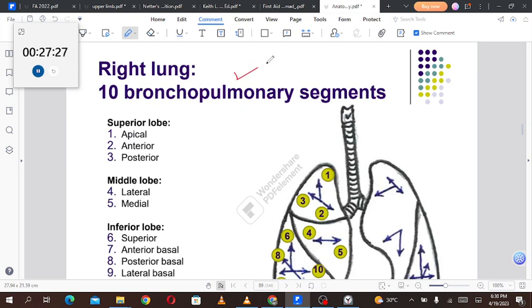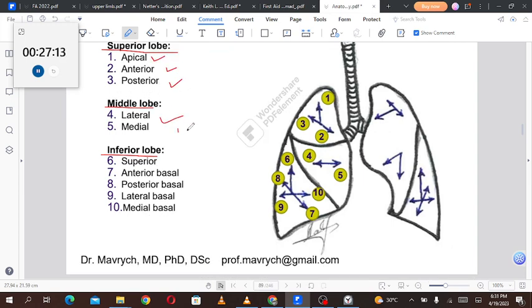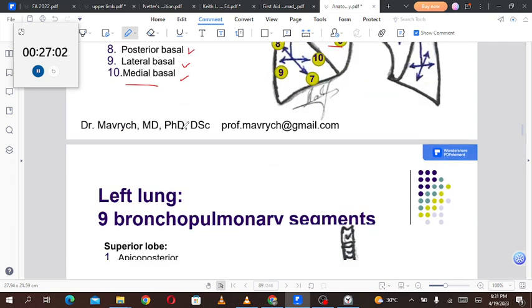Let's talk about the right lung. There are 10 bronchopulmonary segments on the right side. We know that the right lung has 3 lobes: superior, middle, and inferior. The superior lobe has apical, anterior, and posterior segments. The middle lobe contains lateral and medial segments. Then the inferior lobe contains superior, anterior basal, posterior basal, lateral basal, and medial basal segments. So these are the segments found in the inferior lobe.